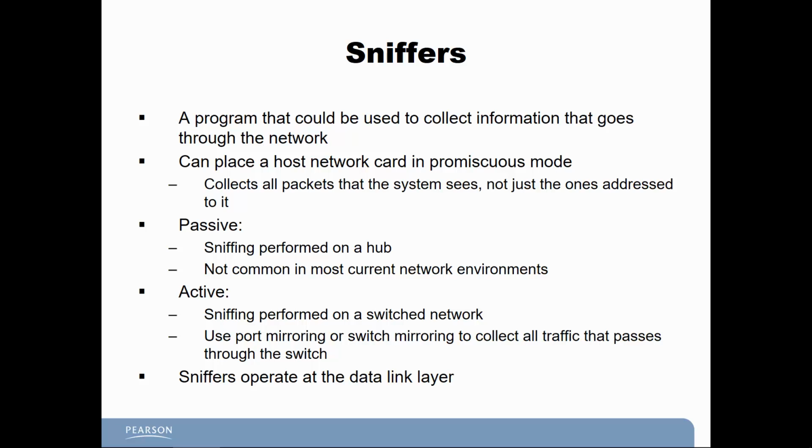Passive. In passive, the sniffing is performed on a hub. Not common in the current network environment, but is a possibility. Active. This is where sniffing is performed on a switch network, and we normally have to configure it on the switch using some type of port mirroring or port monitoring. That way, all data that the switch processes will be sent to its normal destination as well as to the mirrored port. Sniffers operate at the data link layer.